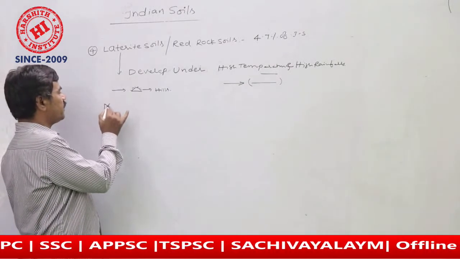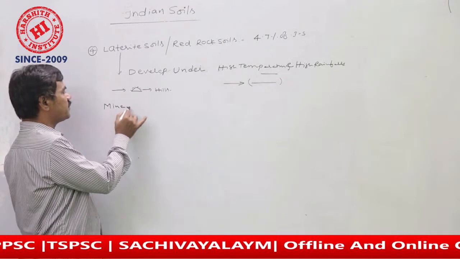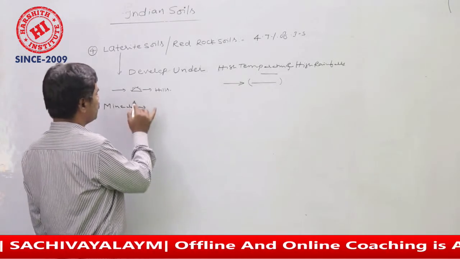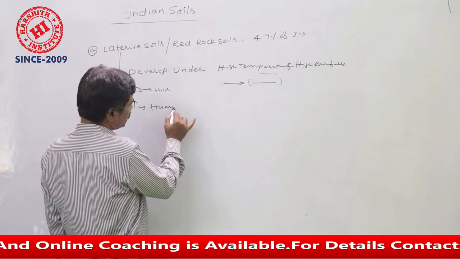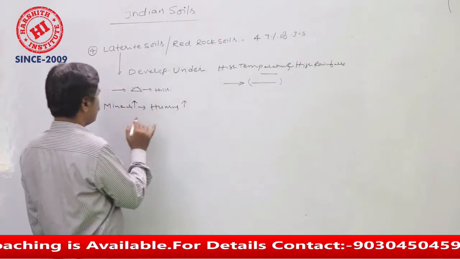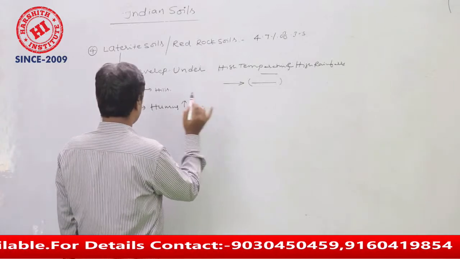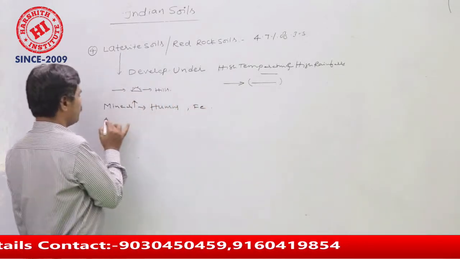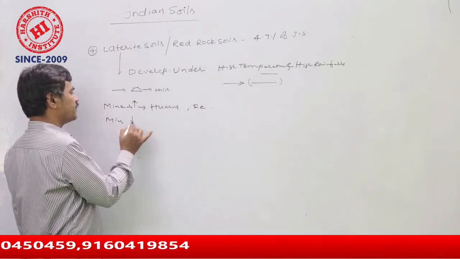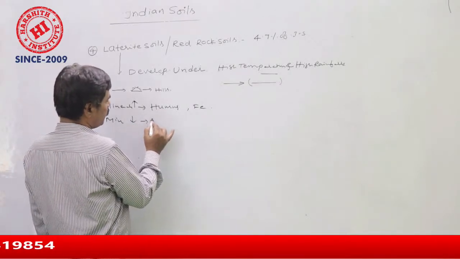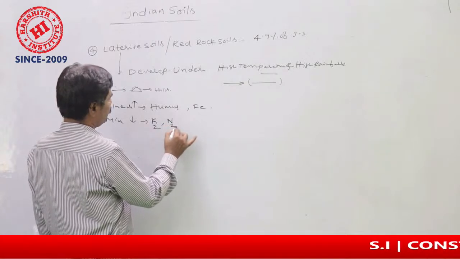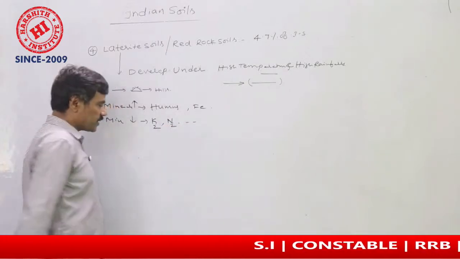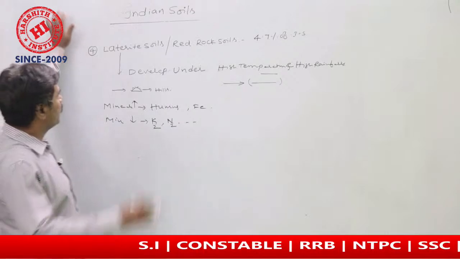These soils have some minerals in high percentage, such as humus, which is in more percentage, and also ferrous, which is also in more percentage. Minerals like potash and nitrogen are in very low percentage, right?